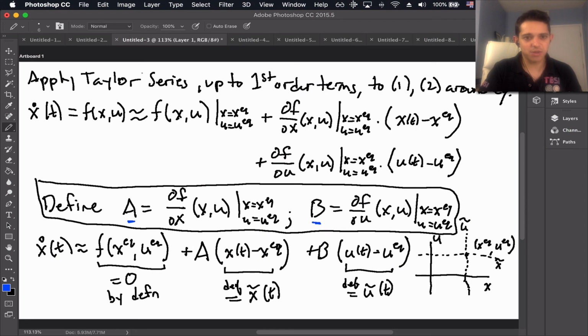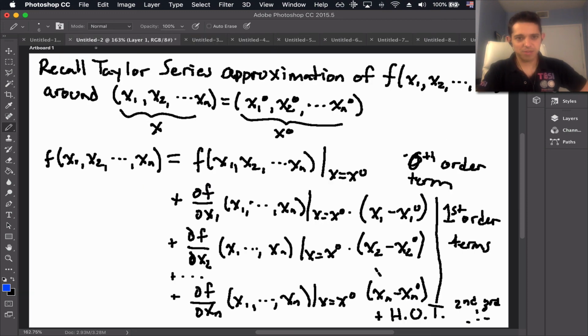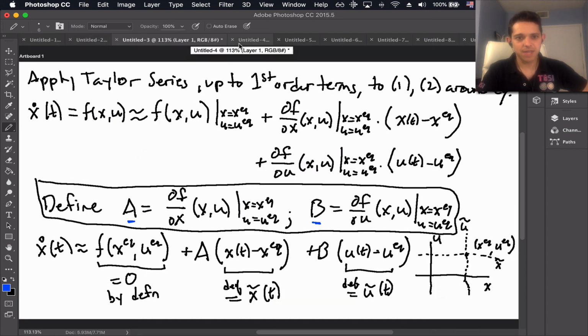Now, one thing I also want to clarify is that in the notes and in lecture, I actually defined the perturbation variables first, and then did the Taylor series approximation. What you notice here is that I actually did the Taylor series approximation first before ever talking about the perturbation variables, and I just followed that through. And it wasn't until we got all the way to the end here that I defined x minus x eq and u minus u eq as these perturbation variables.